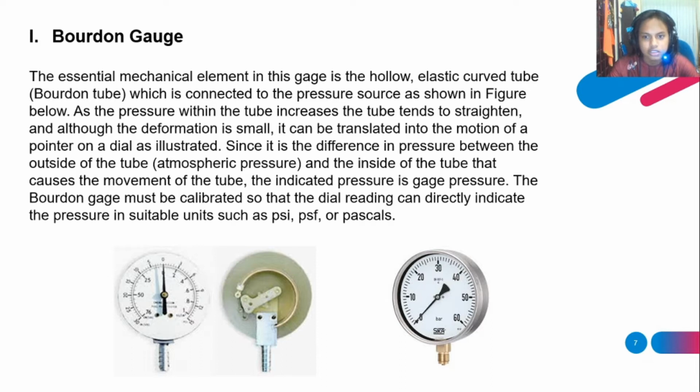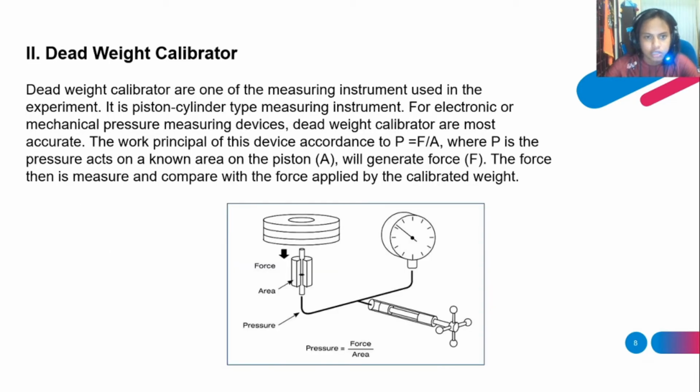Since it is the difference in pressure between the outside of the tube, which is the atmospheric pressure, and the inside of the tube that causes the movement of the tube, the indicated pressure is gauge pressure. The Bourdon gauge must be calibrated so that the dial reading can directly indicate the pressure in suitable units. Next is the deadweight calibrator.